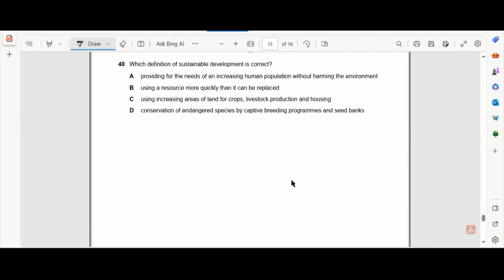40, the last one for today, which definition of sustainable development is correct? Providing for the needs of an increasing human population without harming the environment. This is the only correct answer for sustainable development. Using a resource more quickly than it can be replaced, that is a disadvantage, so that would not be correct. Using increasing areas of land for crops, livestock production, and housing. No. Conservation of endangered species by captive breeding programs and seed banks. That is not sustainable development.